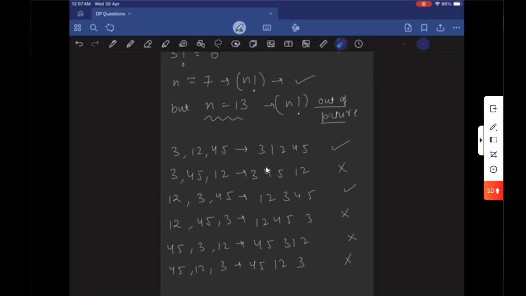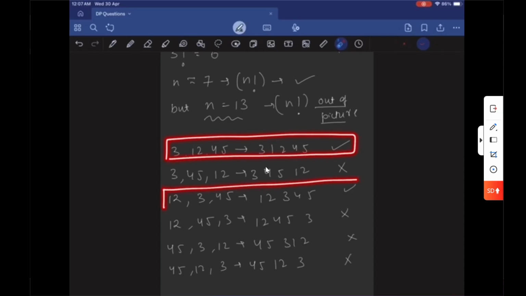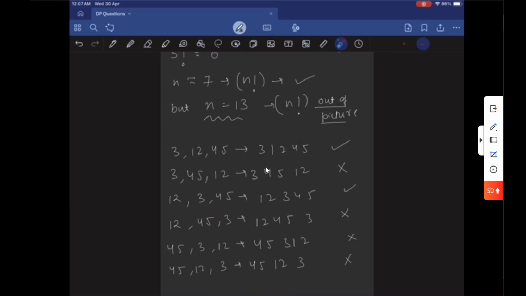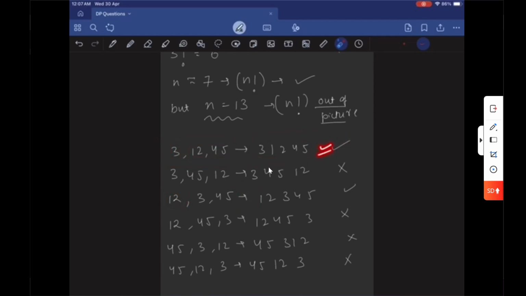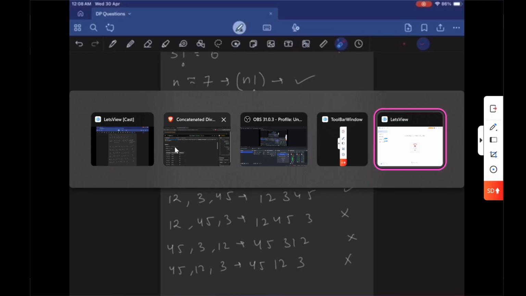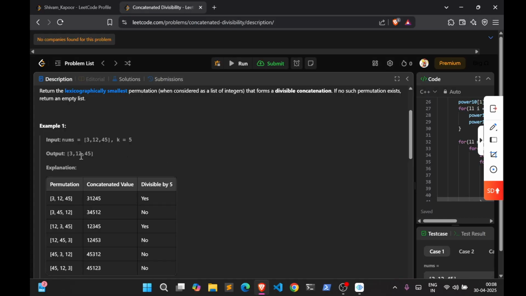So the only possible divisible ones are this and this. And out of that, I have to tell the lexicographically smallest. So it is not this, because here 12 is coming and here 3 is coming. So this is the lexicographically smallest sequence, so the answer to this would be 3, 12, and 45. Let us see what's the answer. Yeah, here it is. 3, 12, and 45 is the answer.